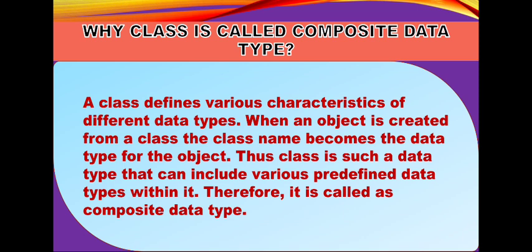But a class defines various characteristics of different data types. And when an object is created from a class, the class name becomes the data type for the object. Thus, class is such a data type that can include various predefined data types within it. And the object can hold the values for different data types or different variables defined in the class. Therefore, it is called a composite data type.